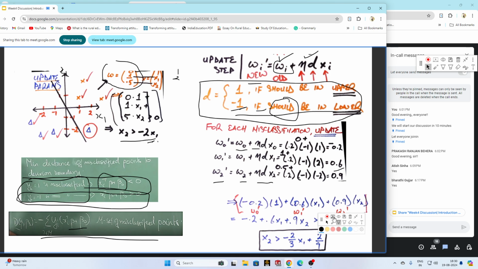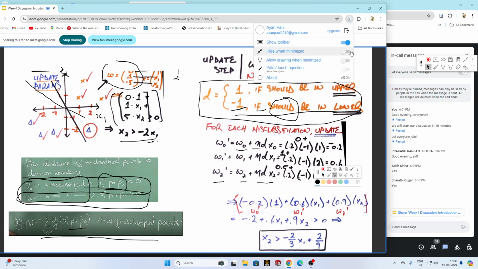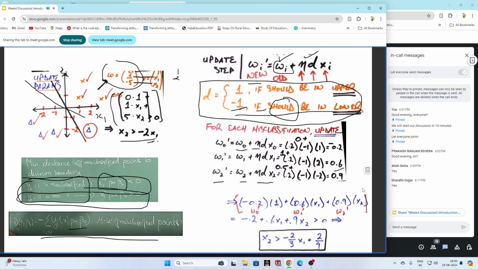When we updated our weights and wrote the new equation, now you can check, or you can draw this line. There should be some intercept, right? 2 by 9 should be the intercept. So now your new line will be formed. It will have an intercept 2 by 9, which will be somewhere here.